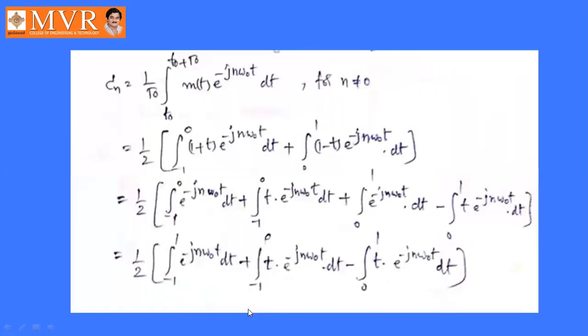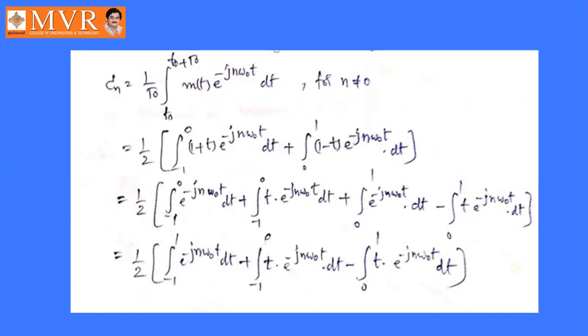Now we'll calculate the values of C0 and Cn. C0 is calculated by using the formula 1/T0 times the integral from T0 to T0 plus T0 of m(t) dt. What is m(t) here? From minus 1 to 0, it is 1 plus t, and from 0 to 1, it is 1 minus t. So the integral from minus 1 to 0 of (1+t) dt plus the integral from 0 to 1 of (1−t) dt. By simply substituting these values, we get the C0 value as 1/2. In the same manner, we will find the Cn value also. Cn equals 1/T0 times the integral of m(t) e^(-jnω0t) dt.